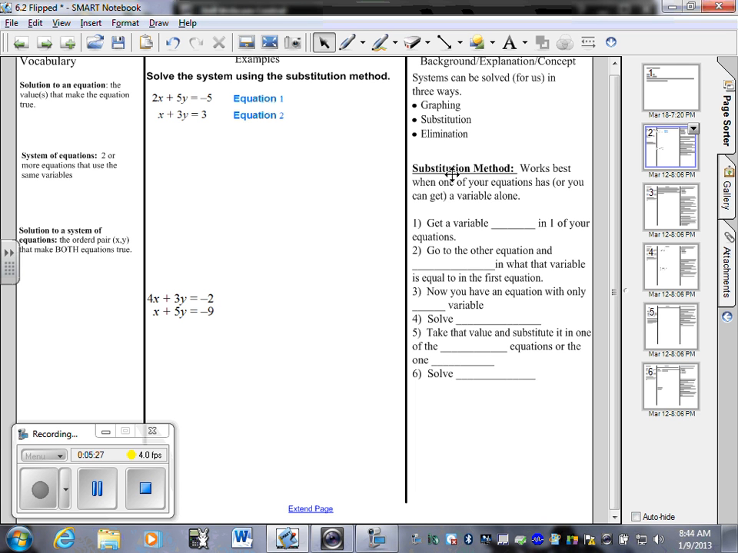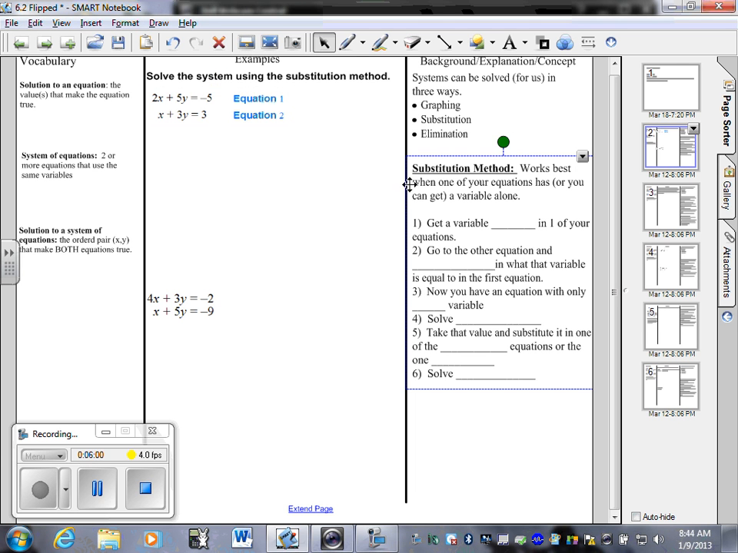Now, let's talk specifically about the substitution method. It works best when one of your equations has, or you can get, a variable alone. If you look up here at the example we're going to do in a couple minutes, you'll notice that x isn't alone in the first equation. Y isn't alone in the first equation. X isn't alone in the second equation. 3y isn't alone in the second equation. Now, that doesn't mean it's not one x, but the variable isn't by itself.